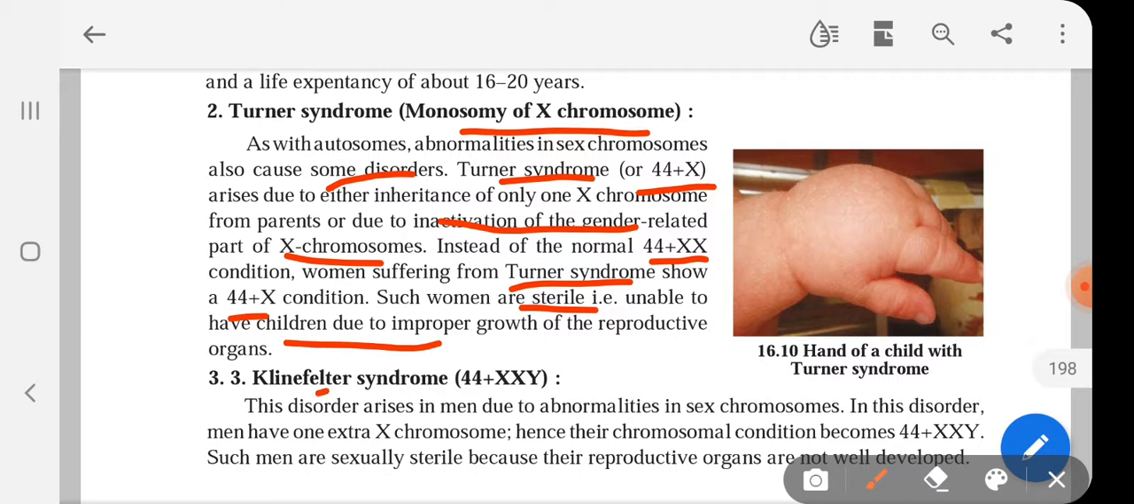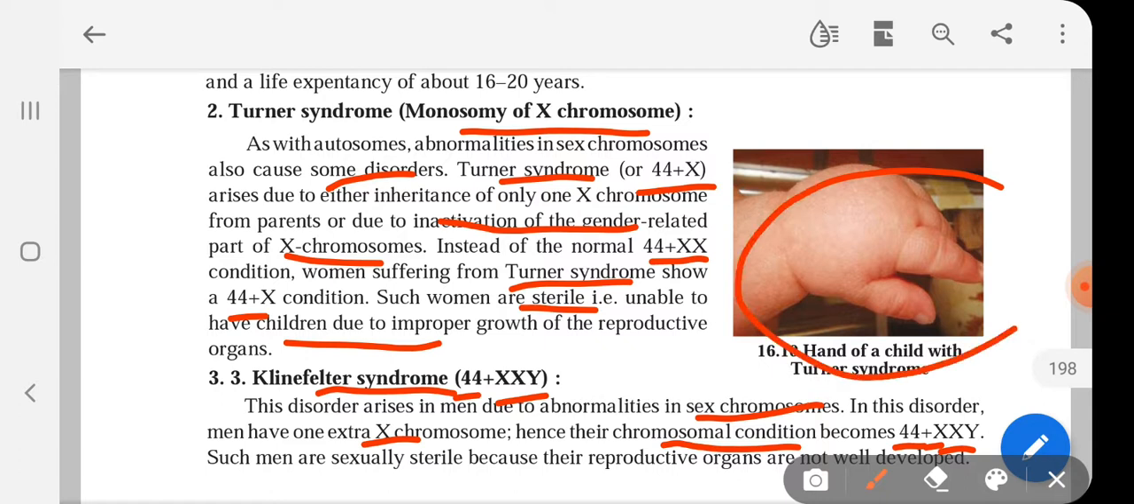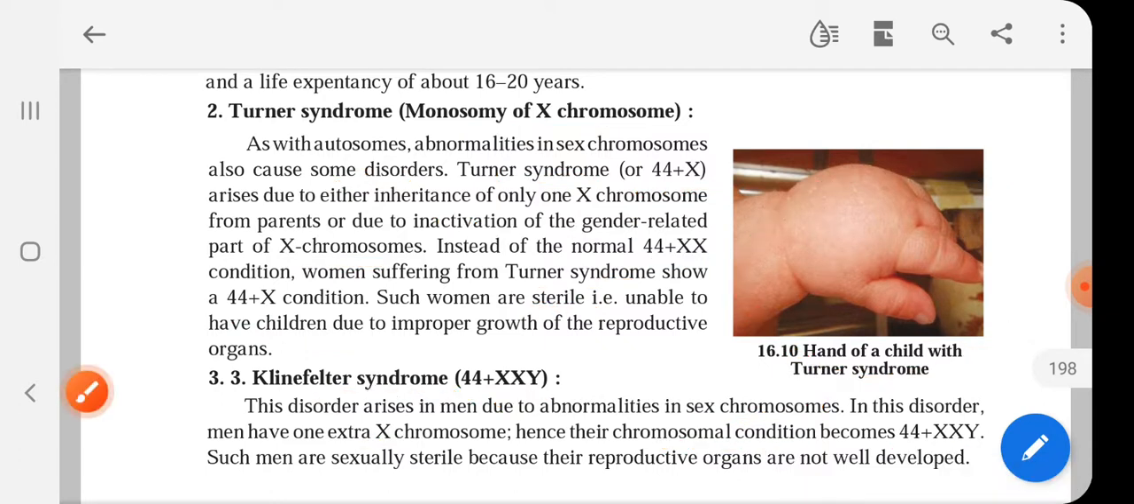Now another one is Klinefelter syndrome, where it is 44 plus XXY. This disorder arises in men due to abnormalities in gender chromosomes, and these men have one extra X chromosome. Hence the chromosomal condition becomes 44 plus XXY, and such men are sterile because their organs are not well developed. So these are the hands of Turner syndrome. Moving ahead.